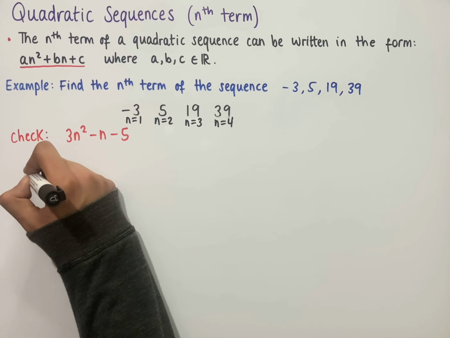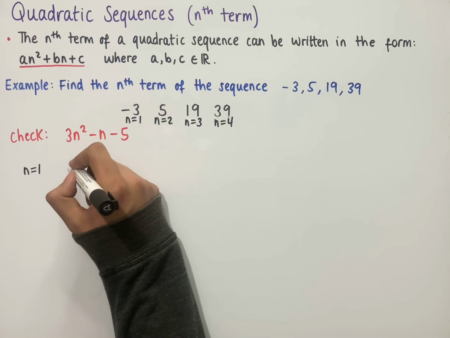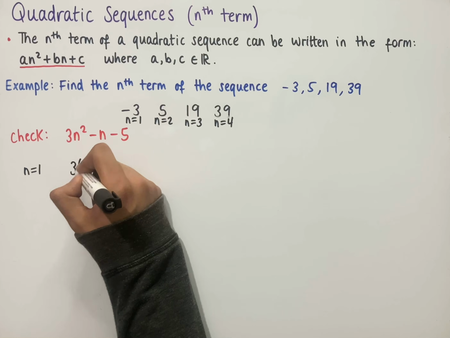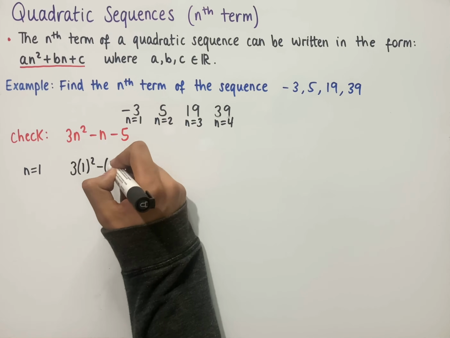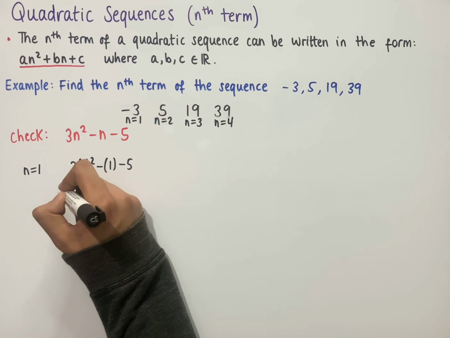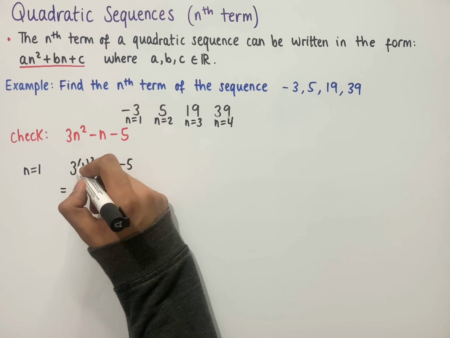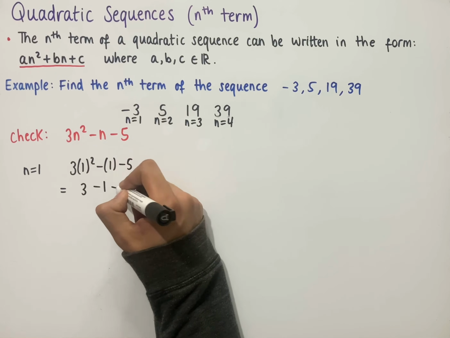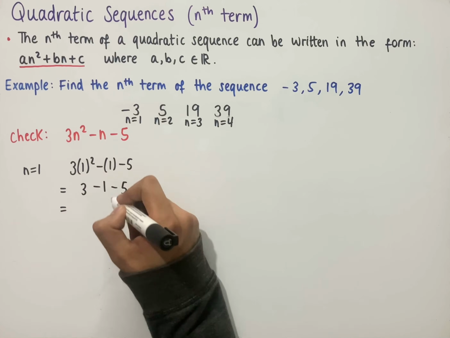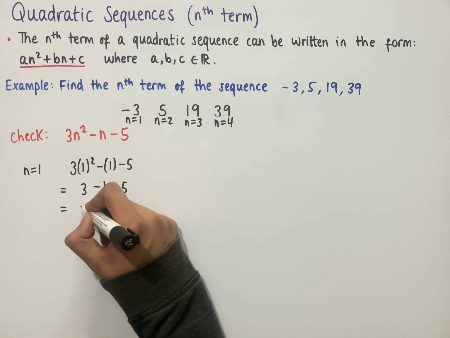Check n equals 1. So substituting n equals 1 into our nth term, we have 3 times 1 squared minus 1 minus 5, which simplifies to, so 1 squared is 1, times 3 is 3, minus 1 minus 5, and so 3 minus 1 is 2, and 2 minus 5 is -3.